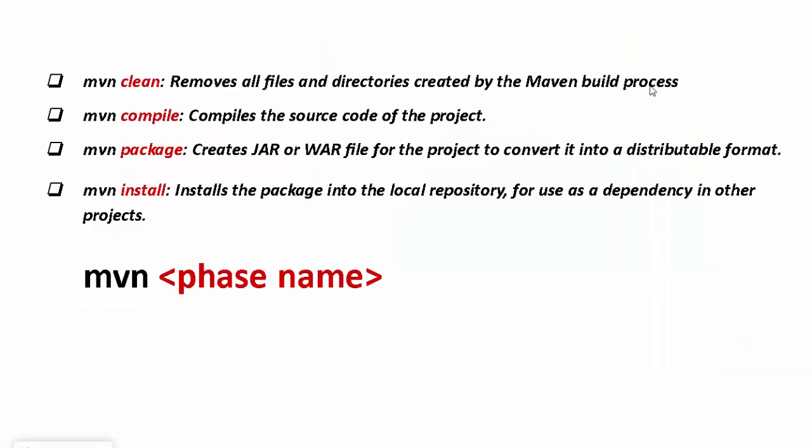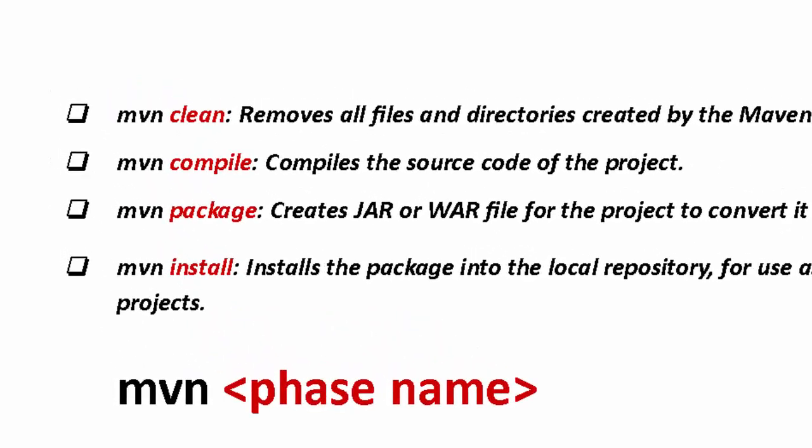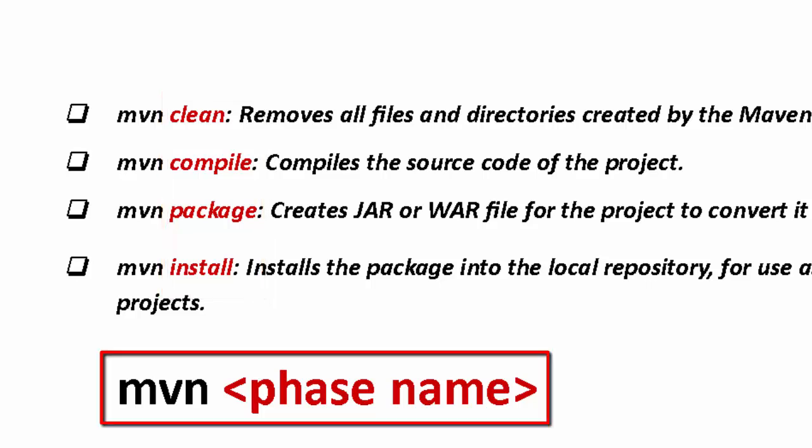But the thing here is, when we run these Maven commands, knowingly or unknowingly, we are using Maven phases. If you notice the parts which I have colored in red, like clean, compile, package, install, the syntax here is mvn phase name. These are all phases. So knowingly or unknowingly, when we are running these Maven commands, we are using Maven phases. Now, what is a phase?